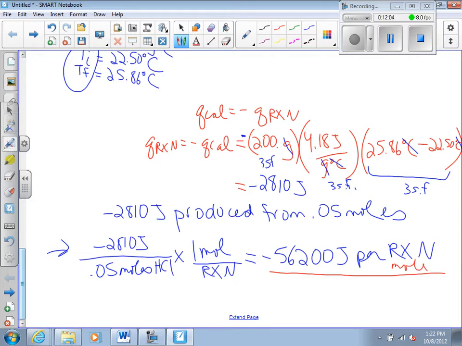Now if the reaction happened to have 2 moles and I said I want the enthalpy change for the reaction and there was a 2 in there, I would have changed that number right there to whatever coefficient I had for the chemical of interest.